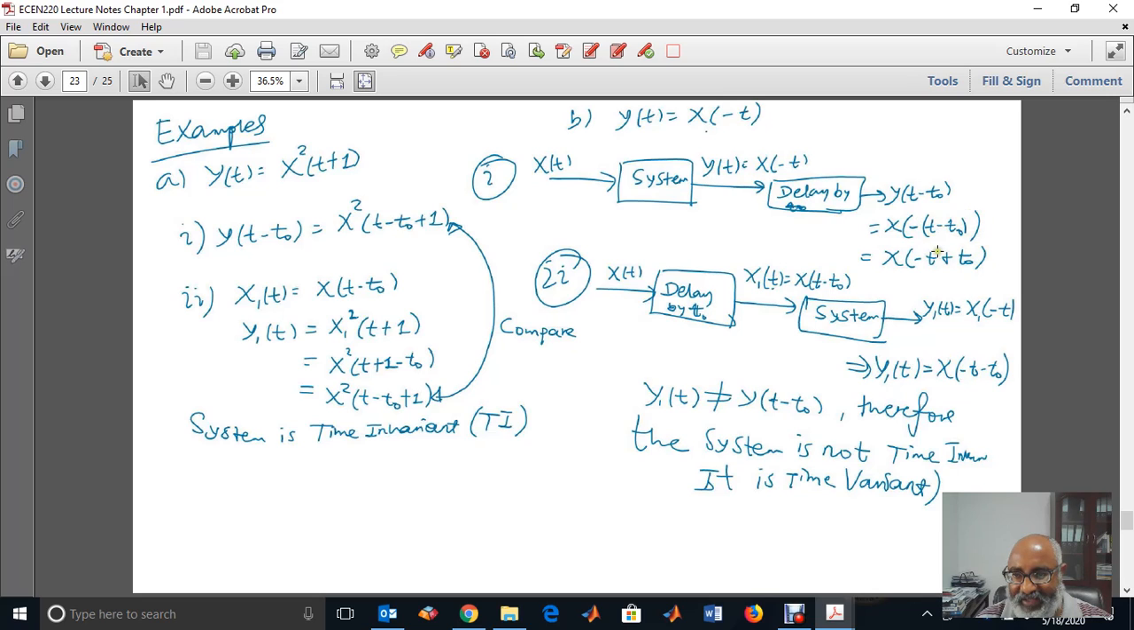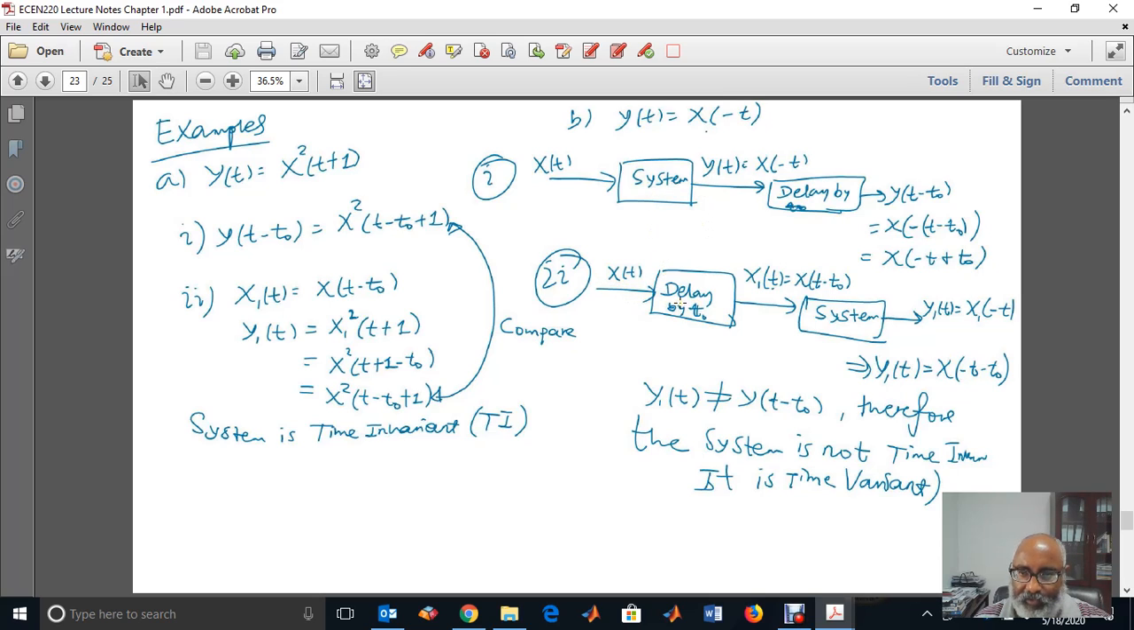Remember, this is in bracket. So minus of (t minus t naught), so the minus is for both. So minus of t plus t naught. So I get x of minus t plus t naught. That's the output.